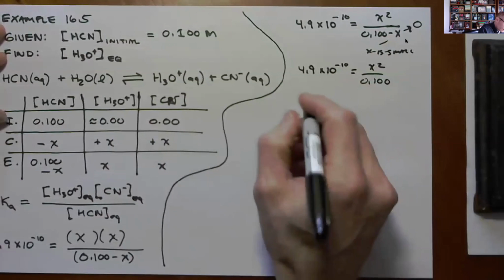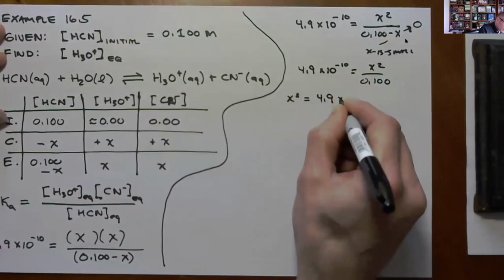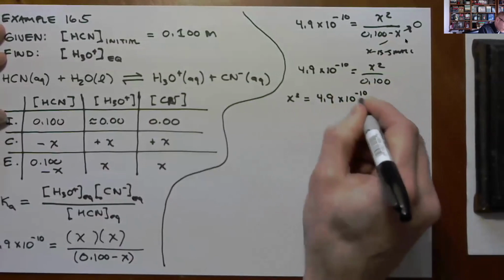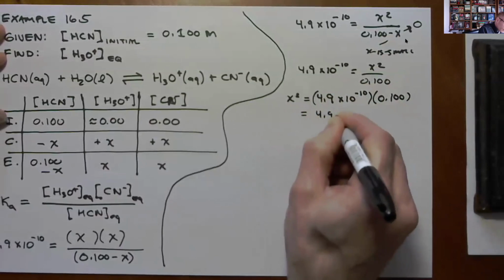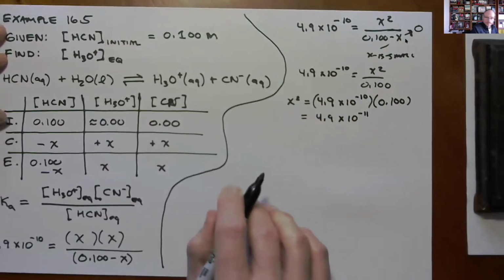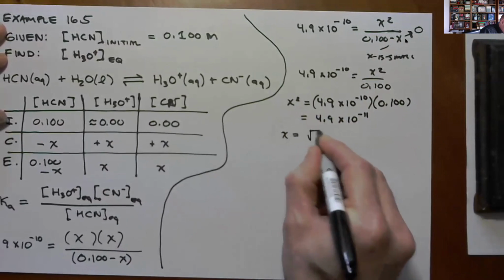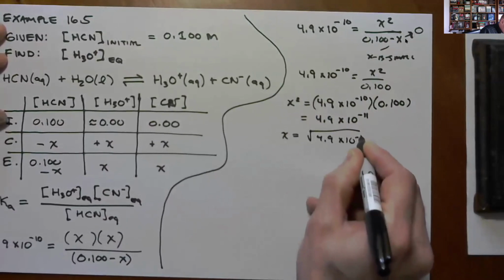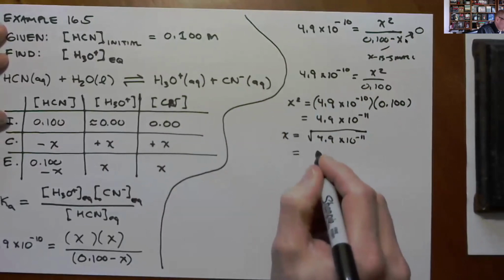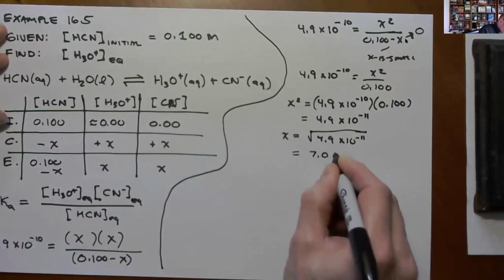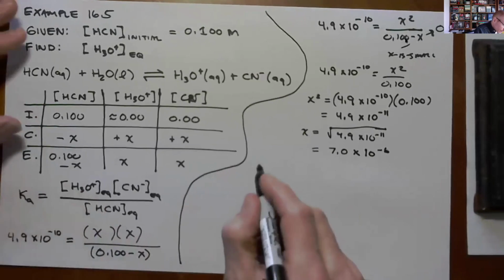And working through this, X squared equals 4.9 times 10 to the minus 10 times 0.10, which is 4.9 times 10 to the minus 11. And thus X equals the square root of 4.9 times 10 to the minus 11. There's ways that we can estimate this, but we can just punch it into the calculator, and voila, we get 7.0 times 10 to the minus 6. So is X small enough?